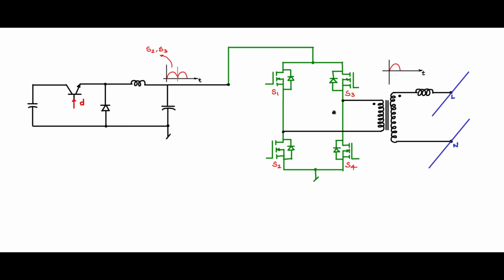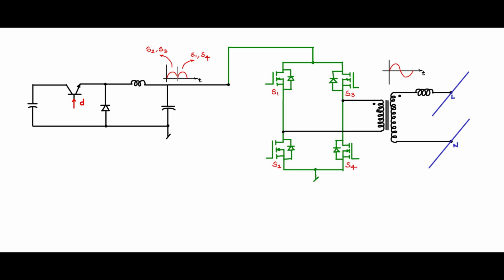Then for the next 10 milliseconds, I will switch on S1 and S4, and switch off S3 and S2. When S1 and S4 are on, you will see that the non-dot end is connected to the positive of the DC-DC converter. The dot end is connected to the negative of the DC-DC converter. Therefore, the dot end is negative. So you will see an inversion here. You see a full sine wave appearing across the primary and the secondary of the transformer.